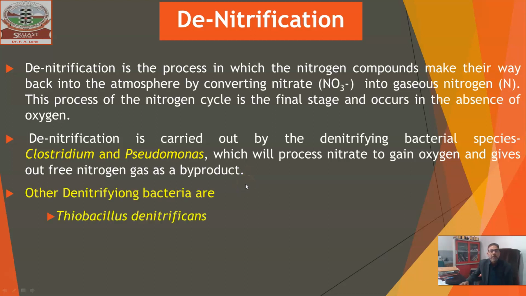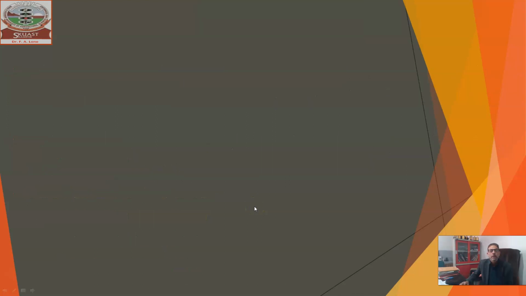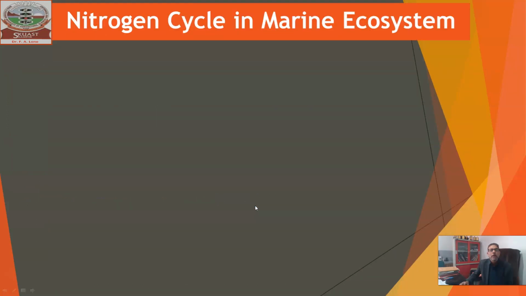Other denitrifying bacteria which are found in the soil, like Thiobacillus denitrificans, Micrococcus denitrificans, Pseudomonas aeruginosa, are all very important bacteria, and they help in the conversion of these compounds back into the nitrogen which moves into the atmosphere. So this is all about the nitrogen cycle.